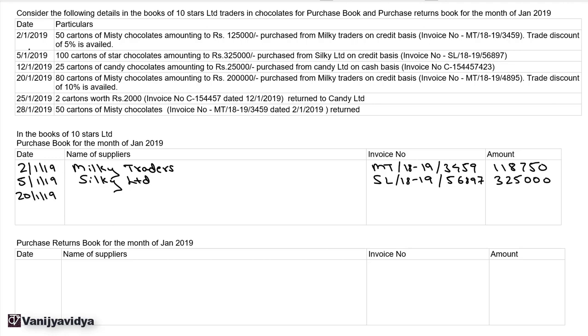Let's record this transaction in purchase book. 20th Jan 2019, Milky Traders, invoice number is MT/1819/4895 and amount is 2 lakhs. Now 2 lakhs is a total amount and trade discount is 10% of 2 lakh. So 2 lakhs minus 10% of 2 lakh, that comes to 1,80,000.